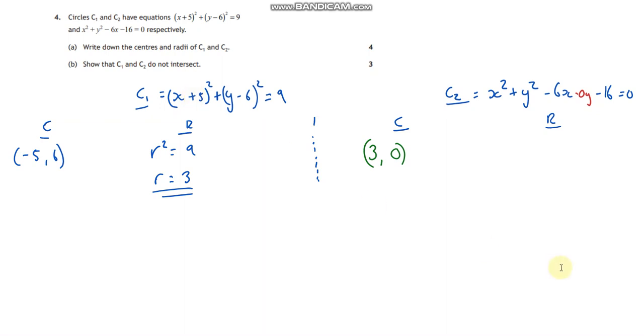Okay. The radius, that's going to be the square root of our g squared plus f squared, take away c. So g is just half, so that's -3 squared. Our f in this case would be 0, and take away c means I'm going to be taking away -16, so I'm going to add 16 onto there.